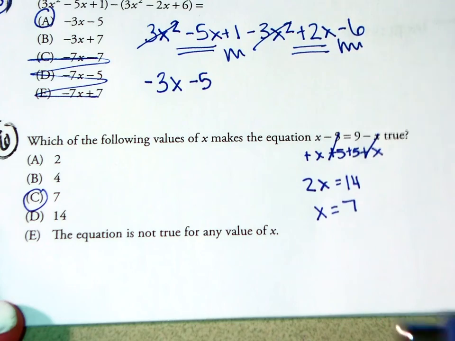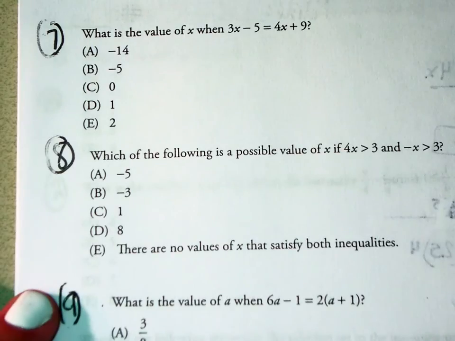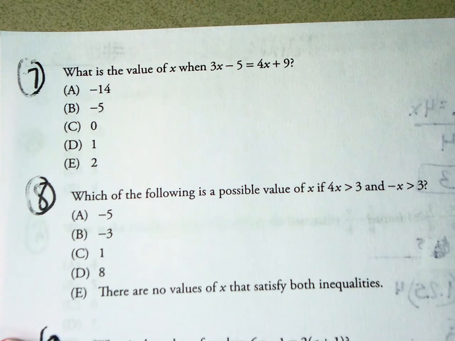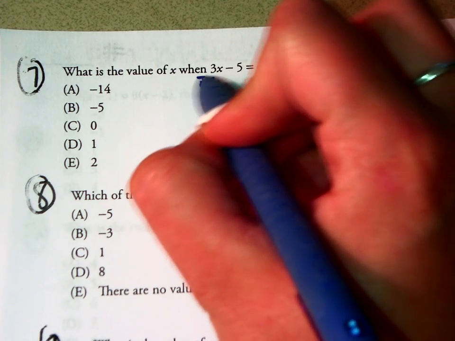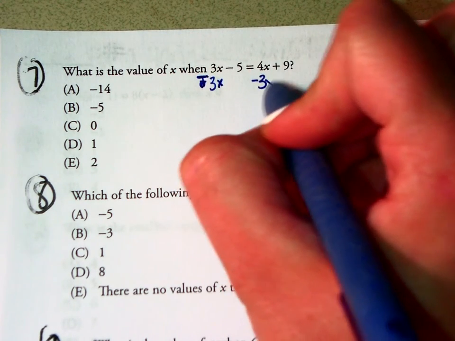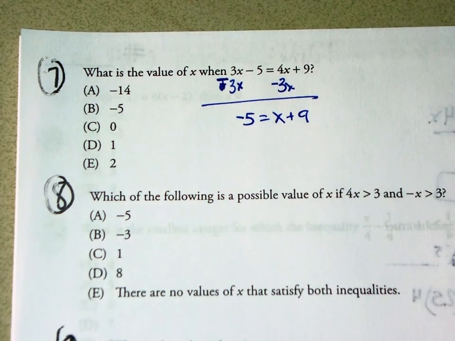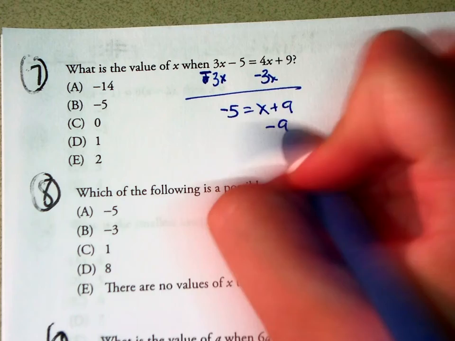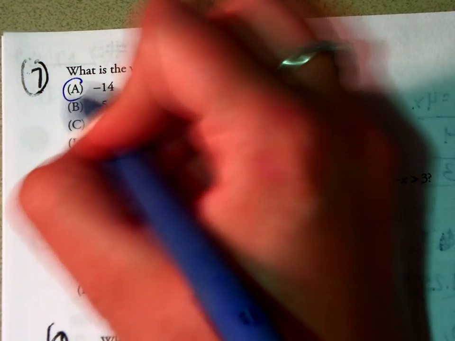Okay, on to the back. Number 7, what is the value of x in 3x minus 5 equals 4x plus 9? This is, again, a basic solving question. So I'm going to subtract, I accidentally wrote plus. Subtract 3x, negative 5 equals x plus 9. I'm going to go ahead and also subtract 9 on both sides. So I get negative 14 equals x, which is option A.